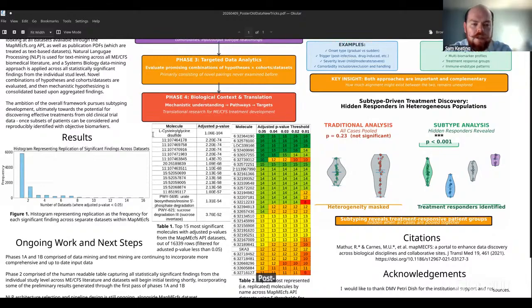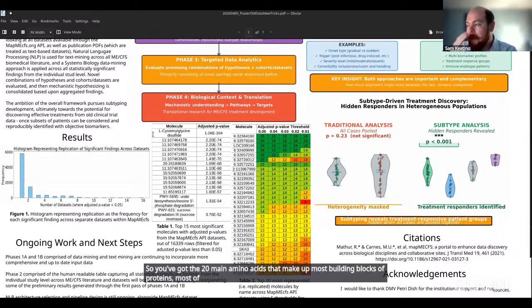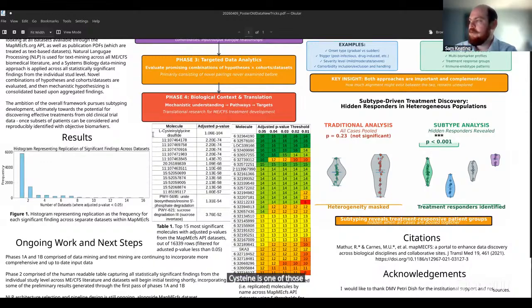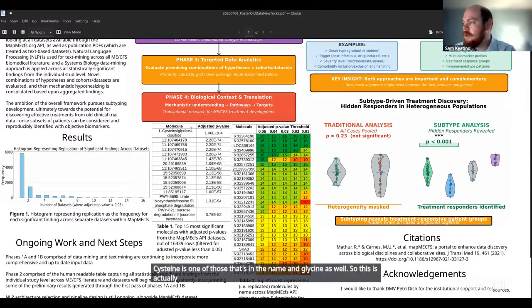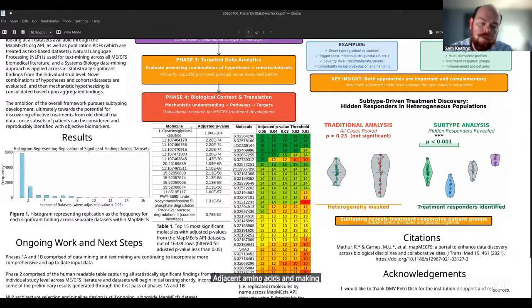Post-translational modification means that you're taking the ability to modify, after translation, what's in that protein. So you've got the 20 main amino acids that make up most building blocks of proteins, most of the content in them. Cysteine is one of those that's in the name, and glycine as well. So this is actually connecting between two adjacent amino acids and making a disulfide bridge or bond between them.